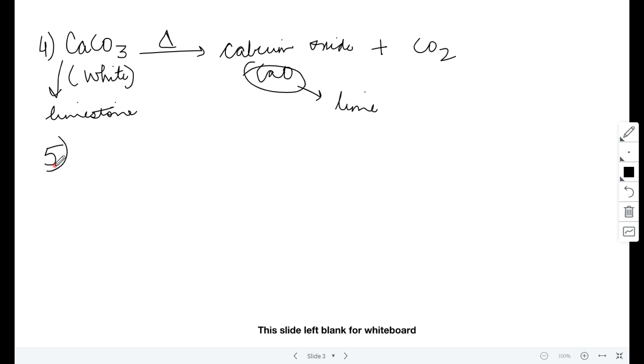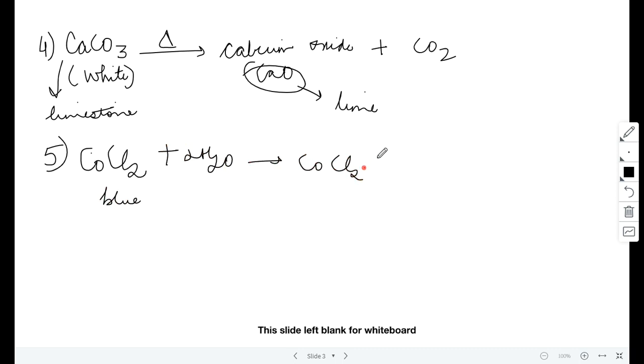Okay, so this is the last one, that we have cobalt chloride. The formula for cobalt is Co, right? Yes, and chloride is Cl2. So now when cobalt chloride, it is basically blue in color, reacts with water, it is going to form the hydrated form, H2O. The water is going to attach to this, and it will be of purple color.